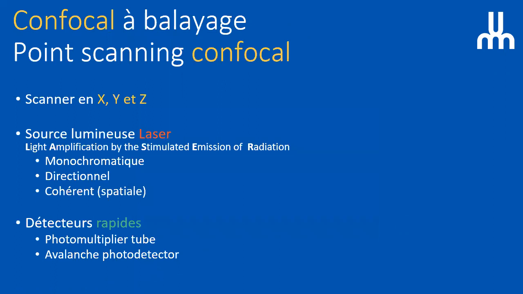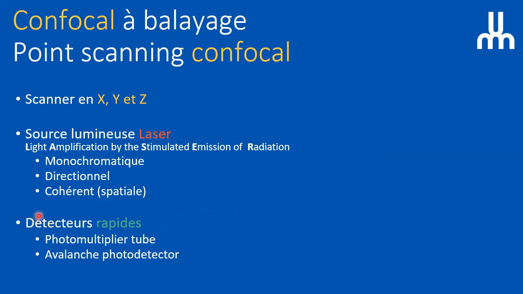In point scanning confocal, you have to scan the sample in X and Y, and if you want to, you can also scan in Z. There are also consequences. You cannot use any kind of light. You need a stronger light, and we usually use lasers because lasers give you one single color, it goes in one single direction, and it's spatially coherent. So the light is in phase, and most of the time it's also polarized. So we use this laser.